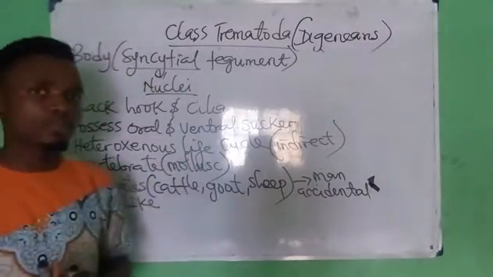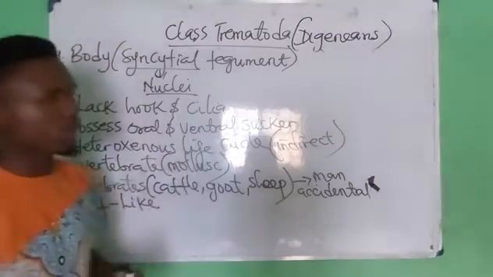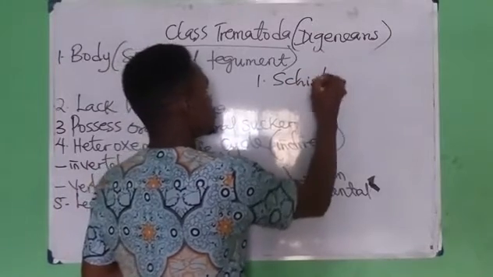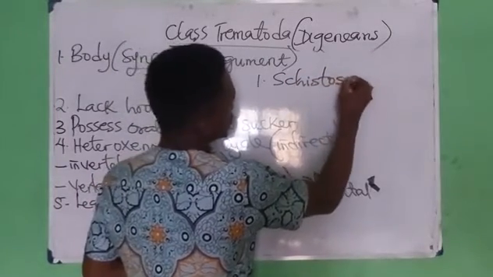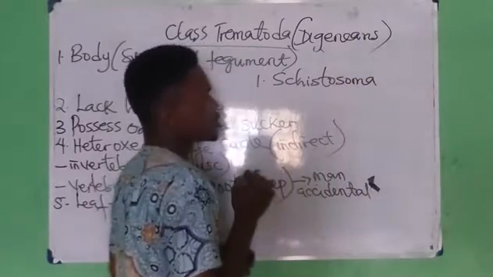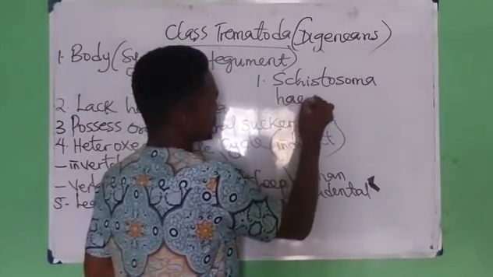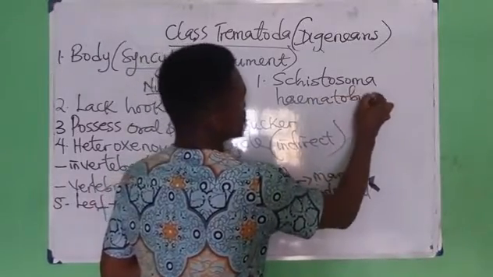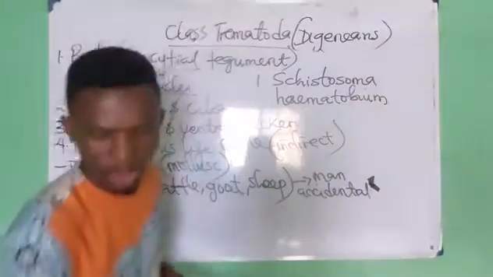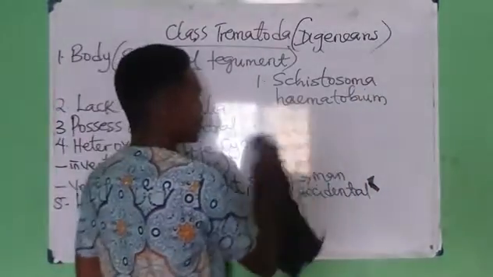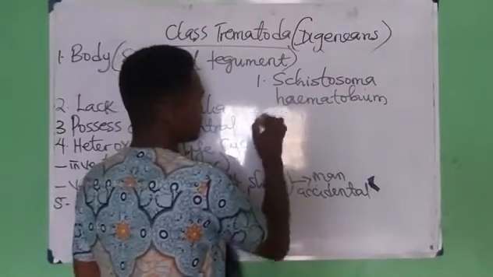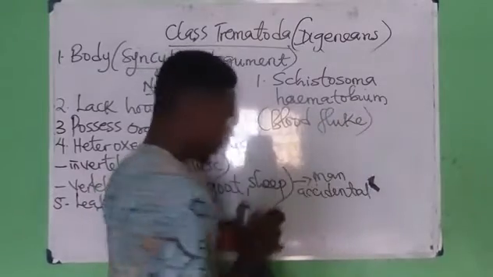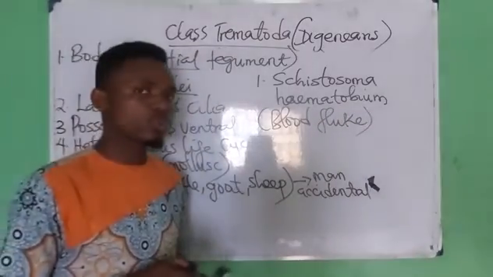Now, what are some examples of these organisms? We have Schistosoma, Schistosoma haematobium. Schistosoma haematobium is also called blood fluke. Schistosoma haematobium is also called what? Blood fluke.